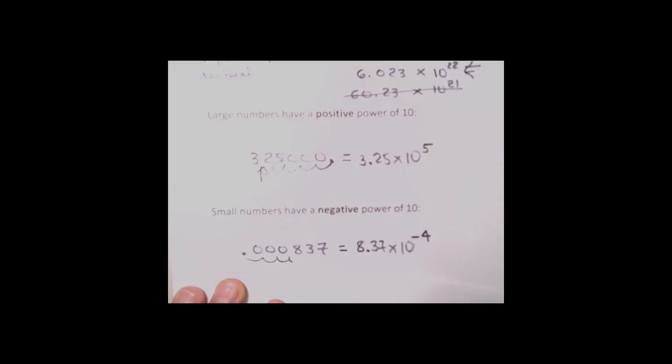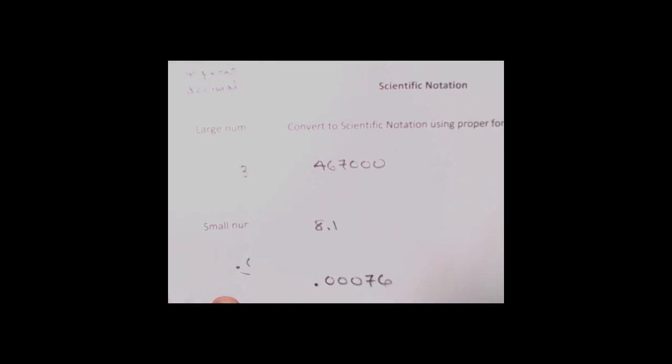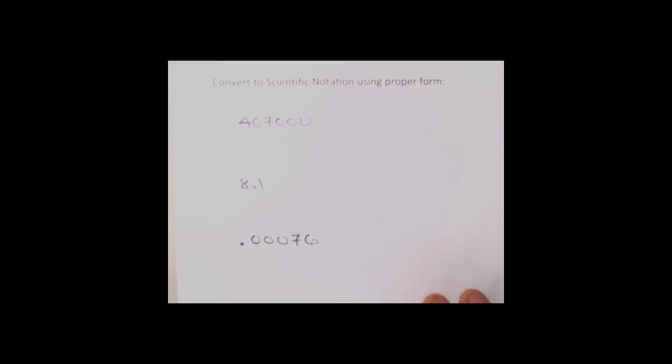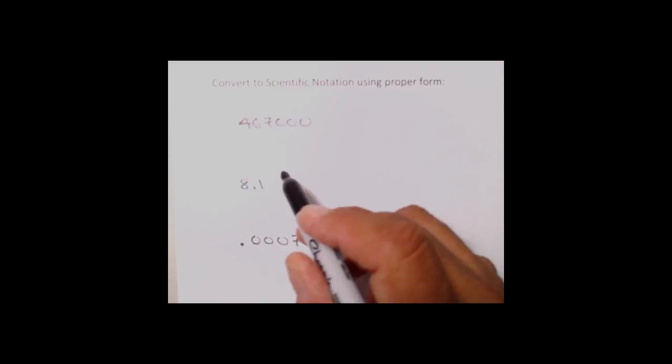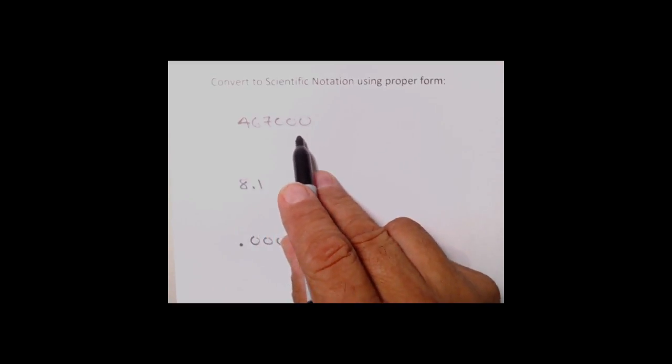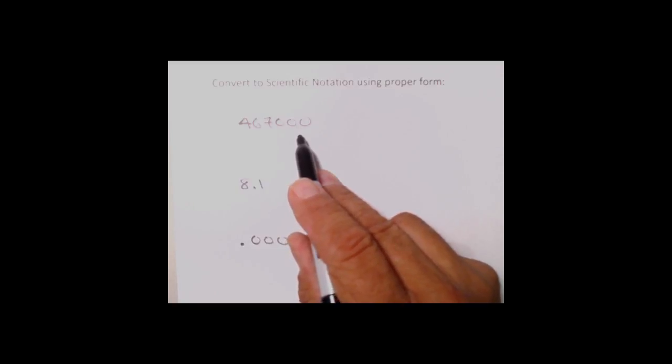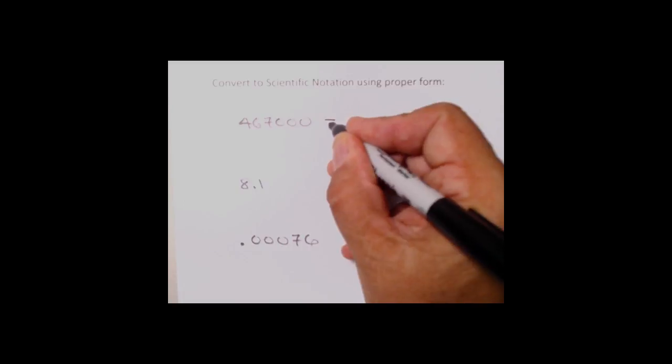Okay, well now, let's take a look at some examples on this, see what we can do here. Here are some that we want to convert to scientific notation, and again the requirements that they're in proper form. Once you see how this is done, it's simple to do. We start out with a large number, greater than 1 obviously, and that means the power of 10 is going to be positive. So here we go.